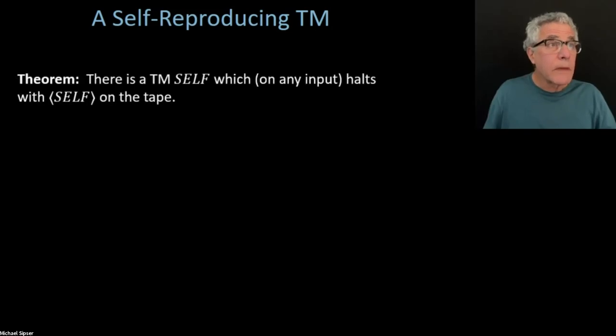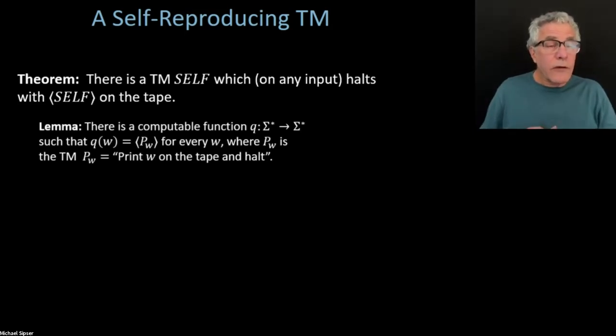So let me give you an example of how you would make a self-reproducing Turing machine. What do I mean by that? I mean a machine, I'm going to call it SELF, which ignores its input. So on any input, you turn it on, the machine grinds around for a while and halts with a description of itself on the tape, with a description of SELF, its own code, sitting on the tape. So very much like producing a program which would print out its own code. That's really what we're doing.